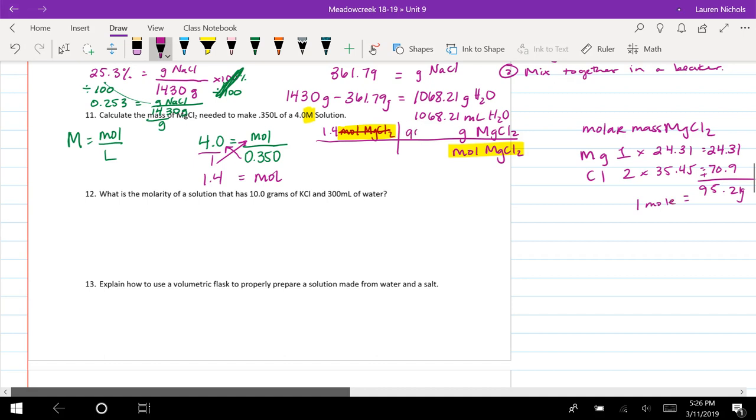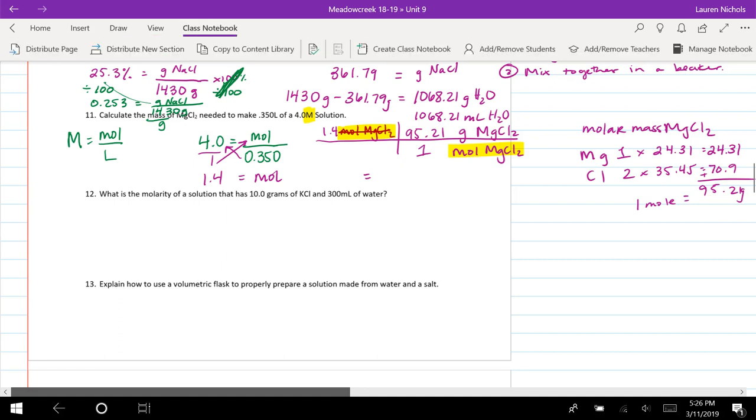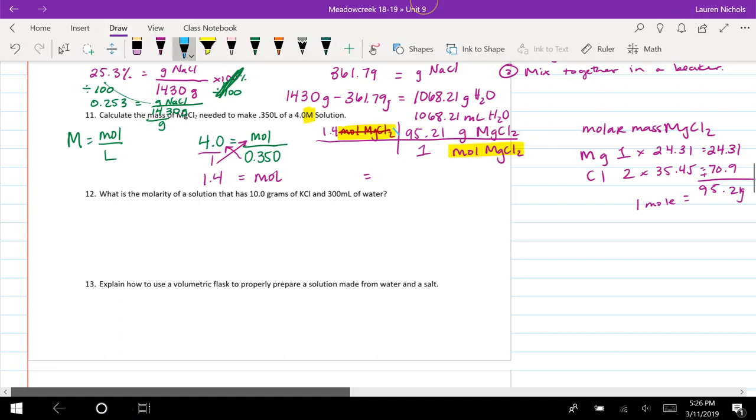That means we can put 95.21 grams here for every 1 mole. And that means we would have 1.4 times 95.21 divided by 1, which gives us 133.3 grams of magnesium chloride. So that's how many grams of magnesium chloride we would need to weigh in order to actually make that kind of solution.